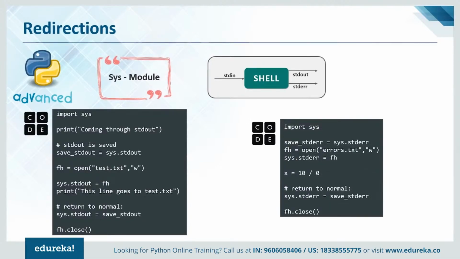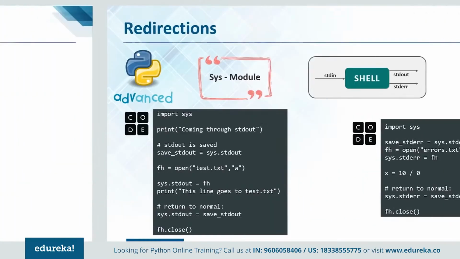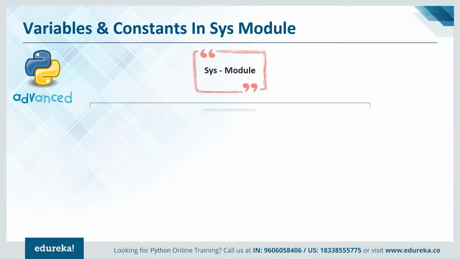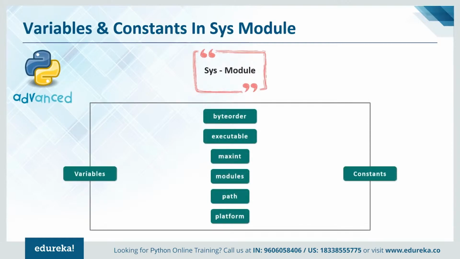Check out the following example. Here I show how you can redirect the standard errors into a particular file. It's almost the same, and all we're doing is using sys.stderr to save the error state of that particular case. Simple, right? So next, let us check out some interesting variables and constants that are present in the sys module. Guys, you have many here, and let me try to quickly walk you through a few.